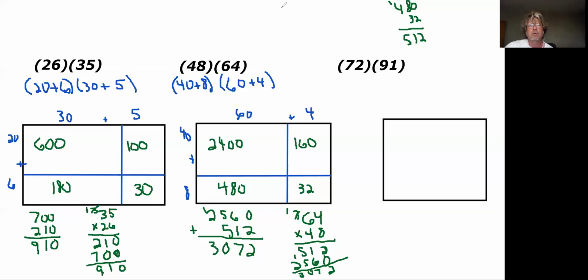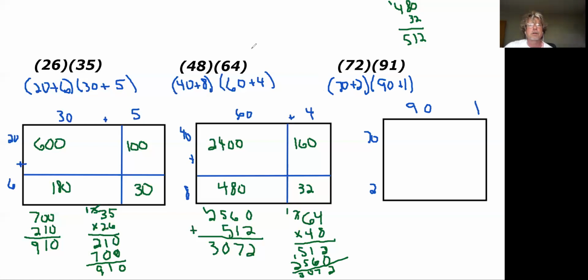Let's look at this last example. 72 times 91. So 72, you have this 70 plus this 2. This 91 is this 90 plus this 1, using place value thinking. So instead of putting a 72 here, I'm going to put a 70 and a 2. That's going to make that side of the rectangle. And then instead of putting a 91, I'm going to partition it into a 90 and a 1. So that's going to create some smaller rectangles.